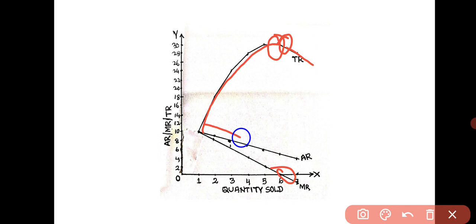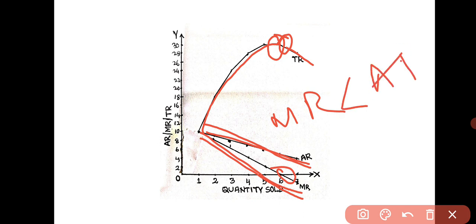The average revenue curve goes on falling, the marginal revenue curve also goes on falling, but the rate at which the marginal revenue curve falls is more than that of the average revenue curve. So marginal revenue here is always less than average revenue. That's why the marginal revenue curve is below the average revenue curve. When it comes below the x-axis, it means marginal revenue becomes negative and total revenue starts falling at that point.